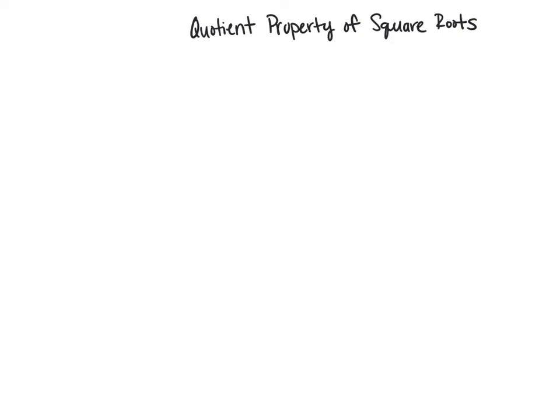Hey guys, today we're going to be working on the quotient property of square roots. We're going to be applying this property while simplifying square roots. It basically says the square root of a quotient, so if I had the square root of 3/4, that is going to be equal to the quotient of the square roots of the numerator and the denominator. So basically, very similarly to the product property of square roots, we're just breaking up the numerator and the denominator.